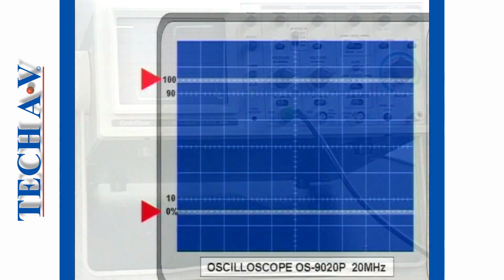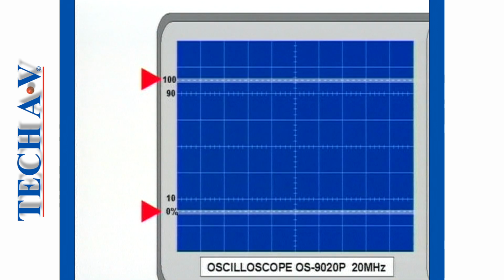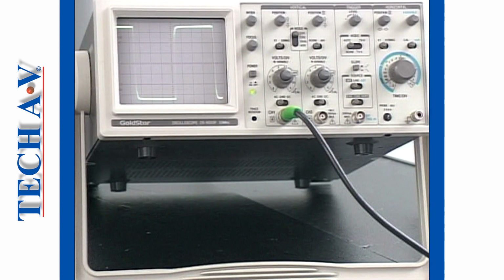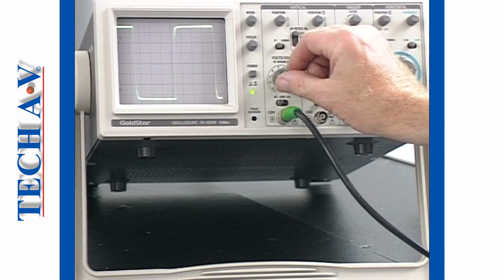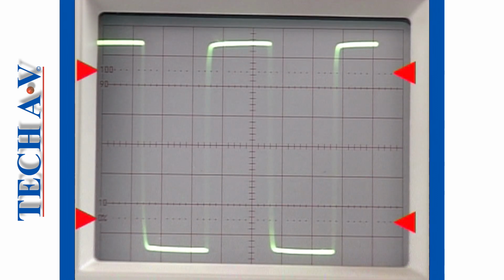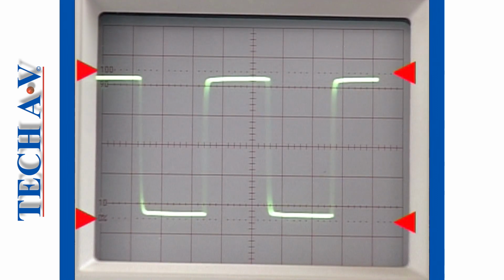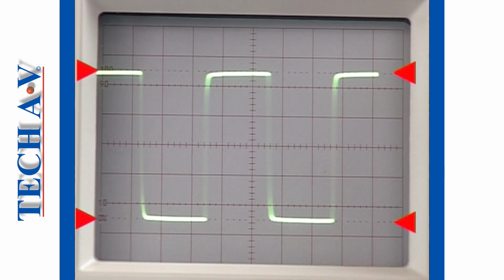Careful observation of the graticule will reveal 2 horizontal dotted lines marked 0% and 100%. Using the variable volts per division control, adjust the amplitude of the signal so that the upper and lower edges of the pulses are contained within the 0% and 100% lines.